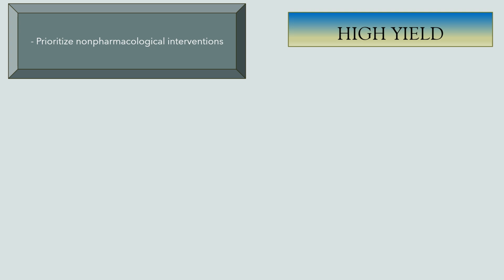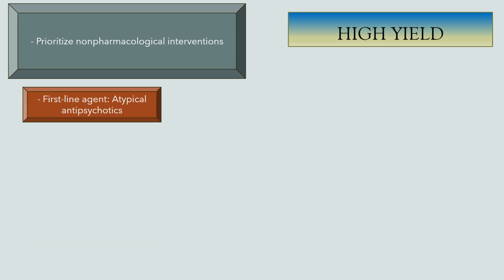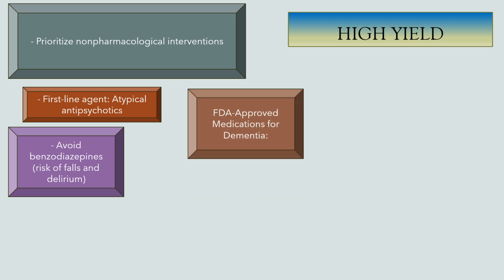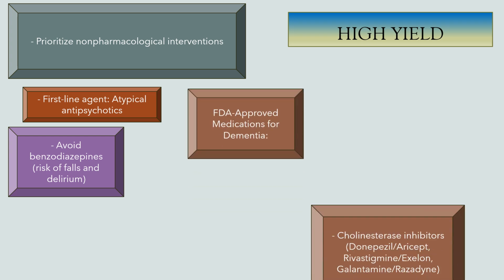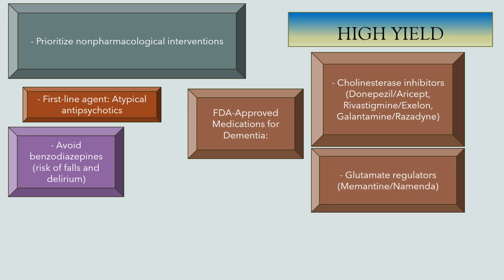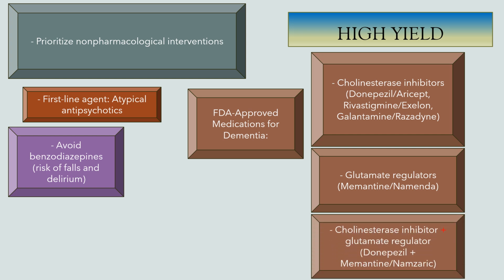Prioritize non-pharmacological interventions. First-line agent is atypical antipsychotics. Avoid benzodiazepines because of the risk of falls and delirium. FDA-approved medications for dementia: the cholinesterase inhibitors donepezil, rivastigmine, galantamine; the glutamate regulator memantine; or a combo, a cholinesterase inhibitor with a glutamate regulator, donepezil with memantine.